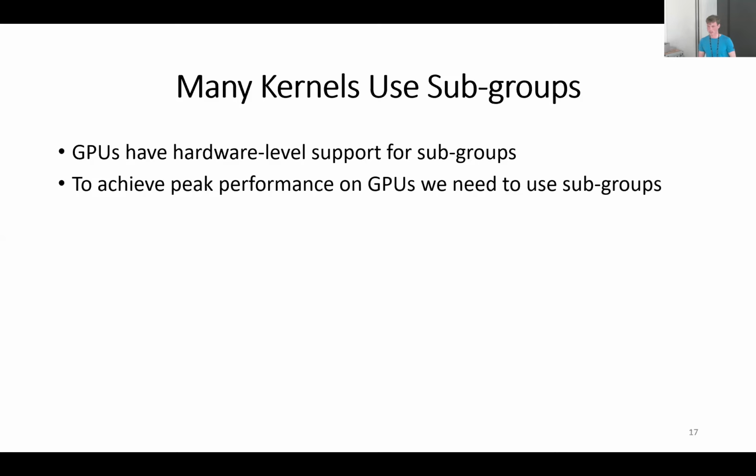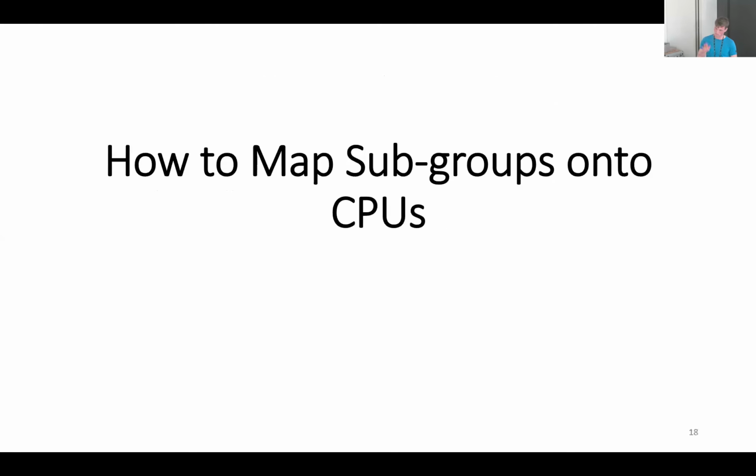So this basically means if you have some problem, and this problem is not embarrassingly parallel, so you need some synchronization, and you can use subgroups, then you should use subgroups to achieve the best performance possible. And so there are quite a lot of kernels that use subgroups. And so we want to have an efficient subgroup implementation that supports subgroups in a reasonable manner, so subgroups with sizes greater than 1, for example.